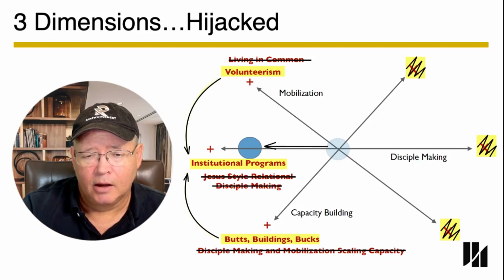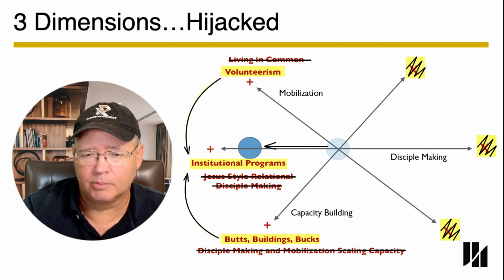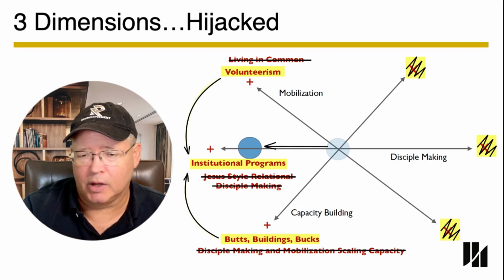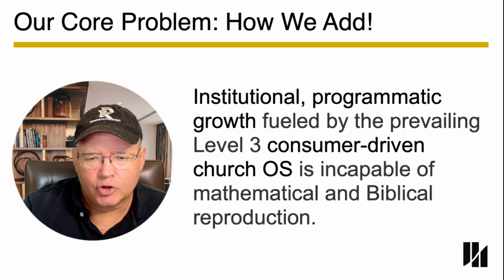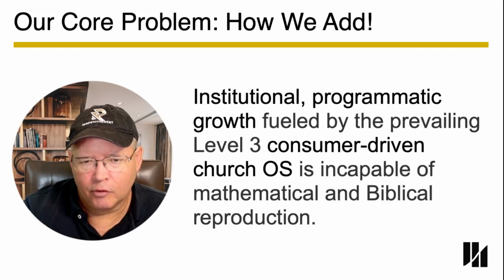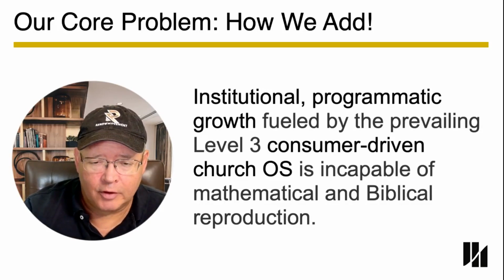And then our capacity building becomes all about the local church efforts to do these institutional programs. We've got to have programs, we've got to have buildings, we've got to have staff, we've got to build our local capacity in a way that's built around this institutional programming. I call this the hijacking of the three dimensions. So by having institutional programs replace disciple making as the core method of growth in the church, we really create our core problem. It's all around this idea of how we add.